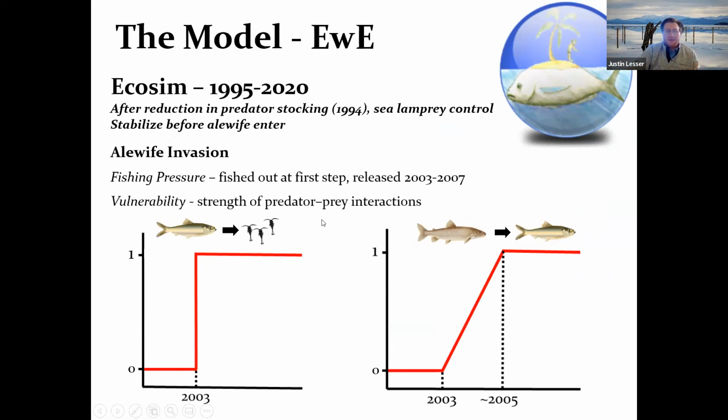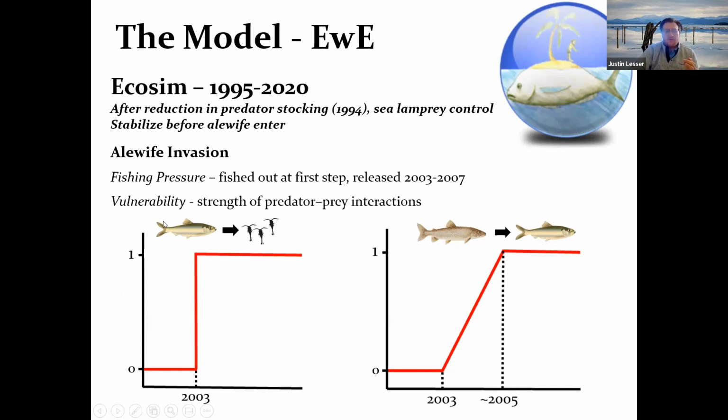Then we use the Ecosim portion of the program to simulate the change over time. That's where we add in the actual Alewife invasion, and we do that by modulating this fishing pressure. They disappear at the first model step, and then around 2003 through 2007, we slowly release them to the levels that we know now. So that simulates them not being in the system, then slowly entering the system. And then we can also modulate the strength of their predator-prey interactions.